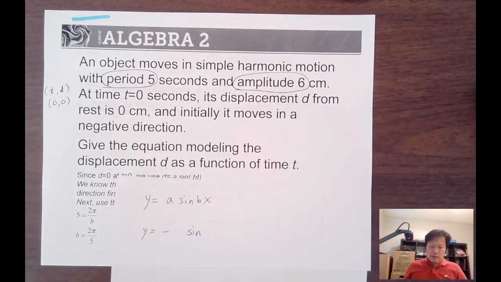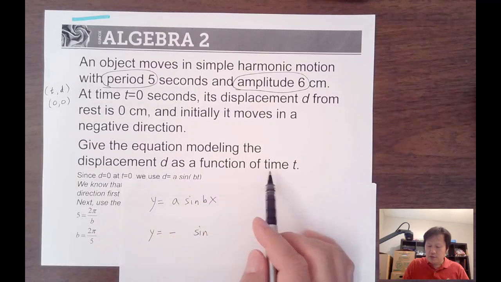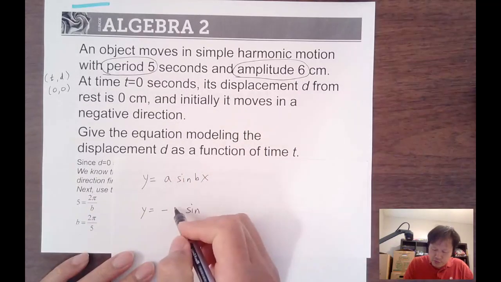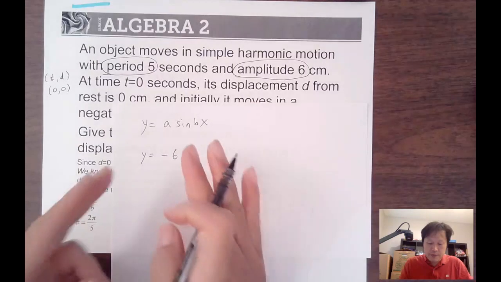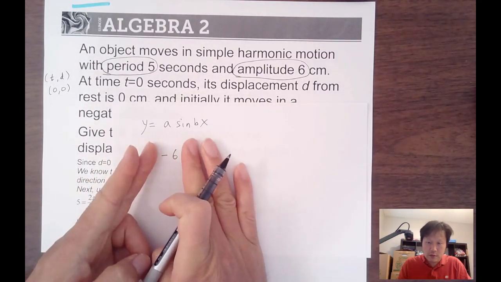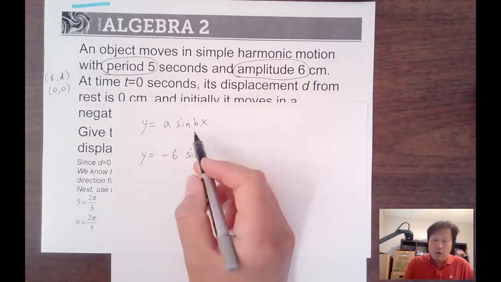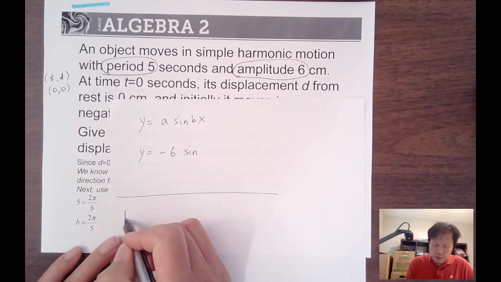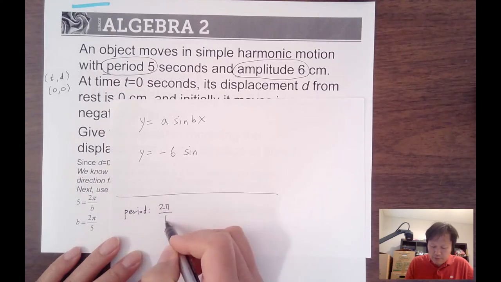Give the equation modeling the displacement d as a function of time t. Okay, so amplitude is 6. You write 6 here because amplitude is the absolute value of a. So if you take the absolute value of minus 6, it becomes 6. That is the amplitude. All you have to do is find the b value. Again, the b value is related to the period.